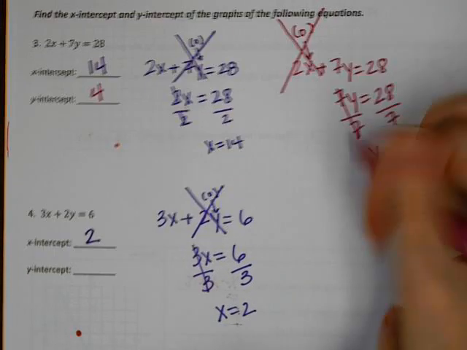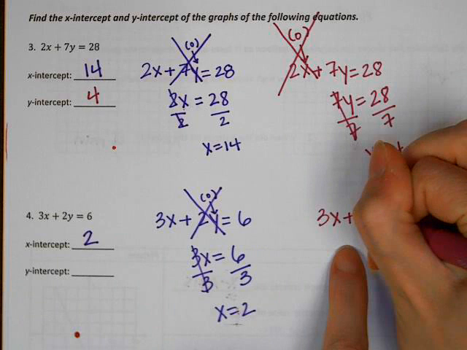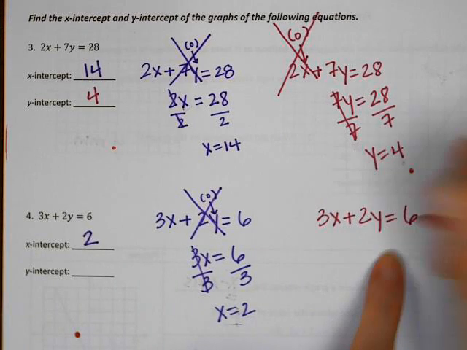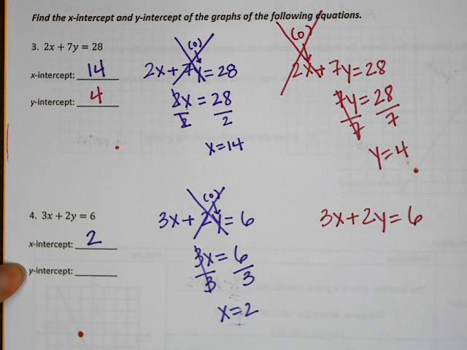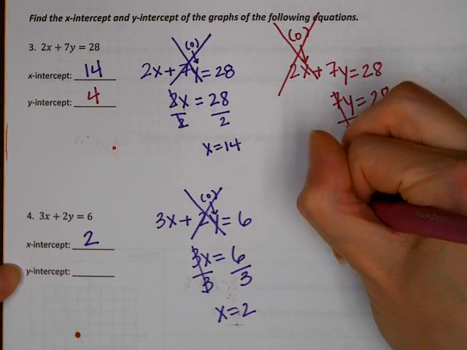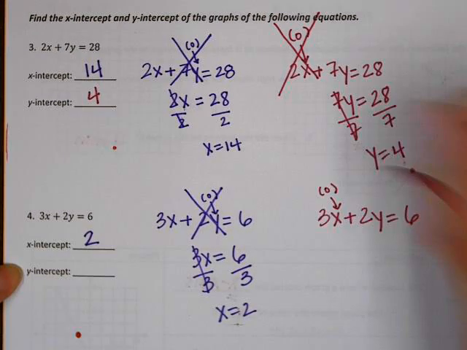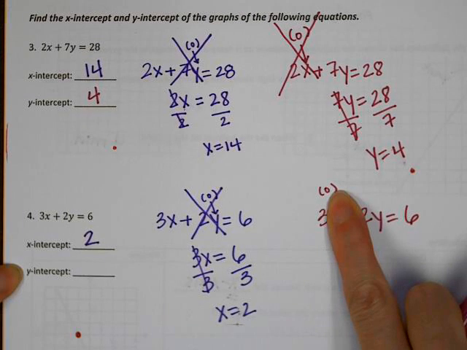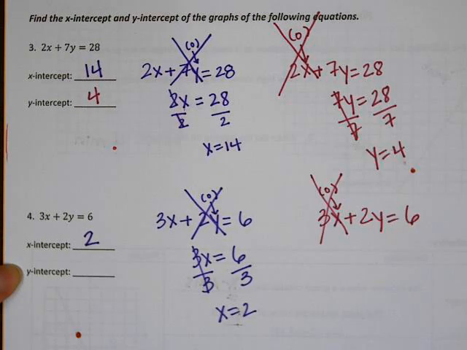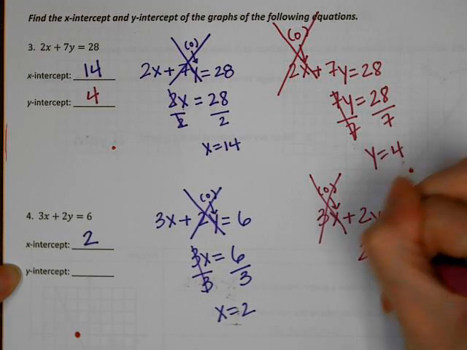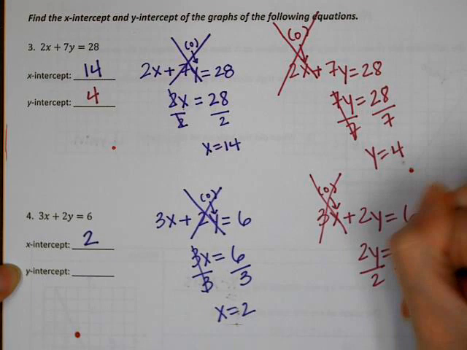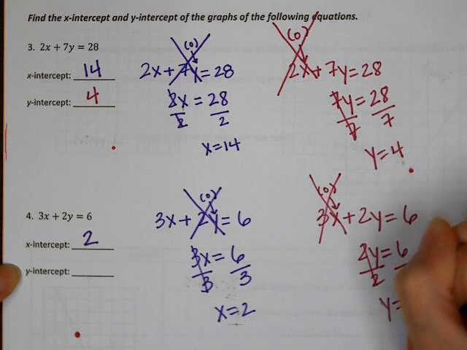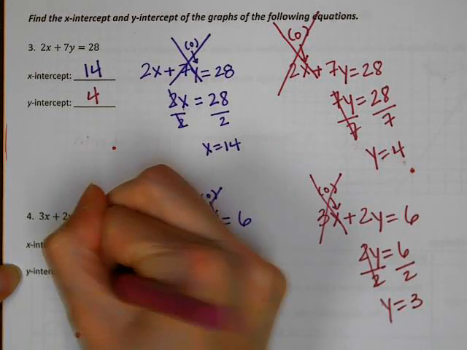And then I think you guys can do this one on your own. 3x plus 2y equals 6. Now the y-intercept, we set the x equal to 0. But again, what's 3 times 0? It's just 0, so cross it off and solve what's left. So if 2y equals 6, divide by 2, we get y equals 3. So the y-intercept is 3.